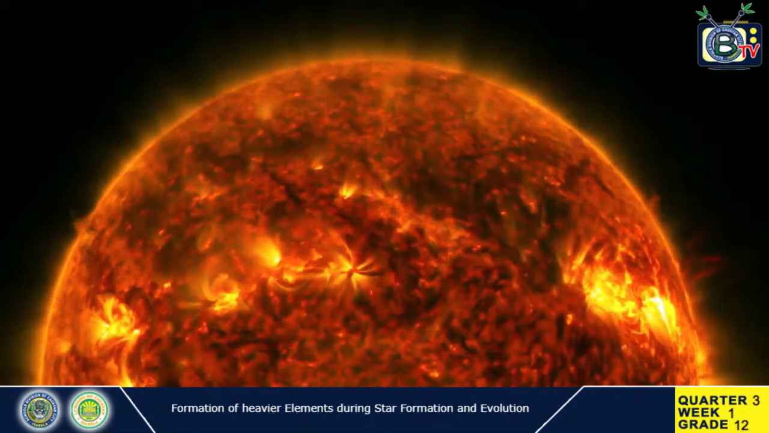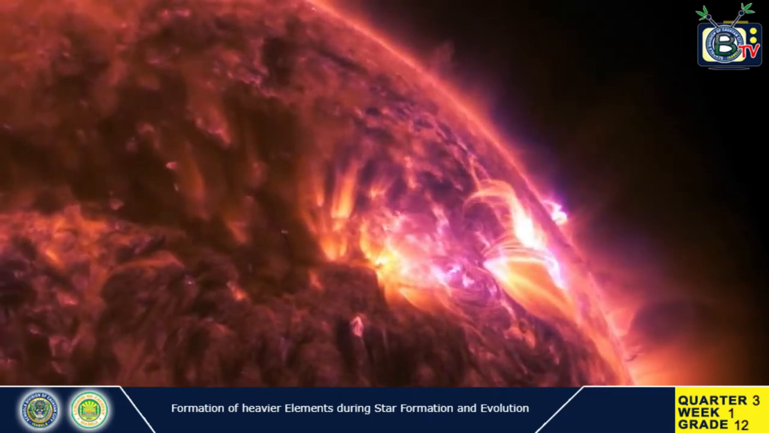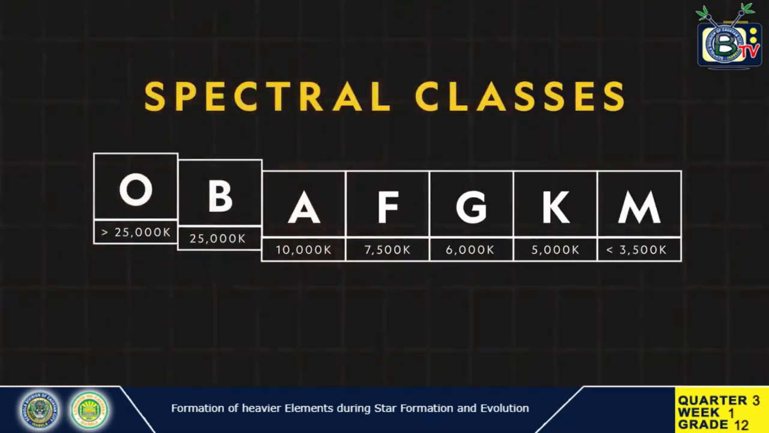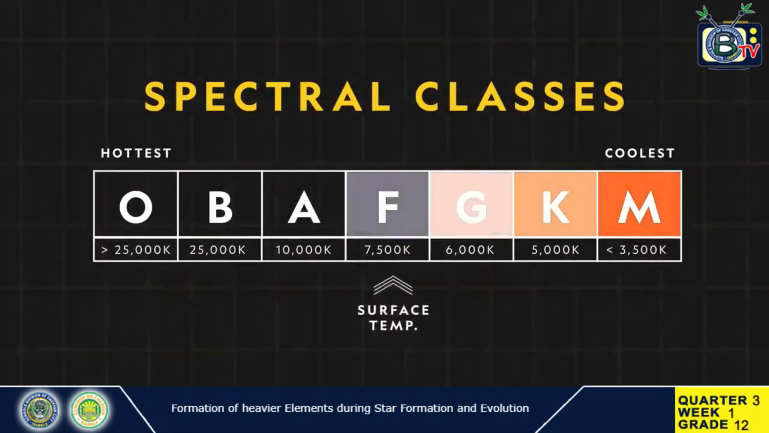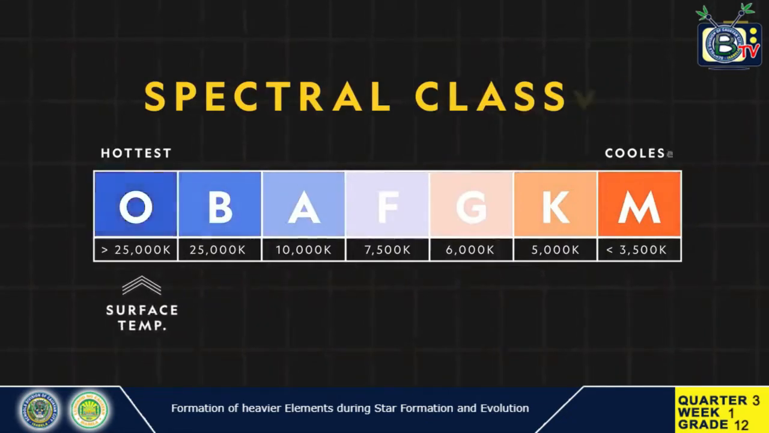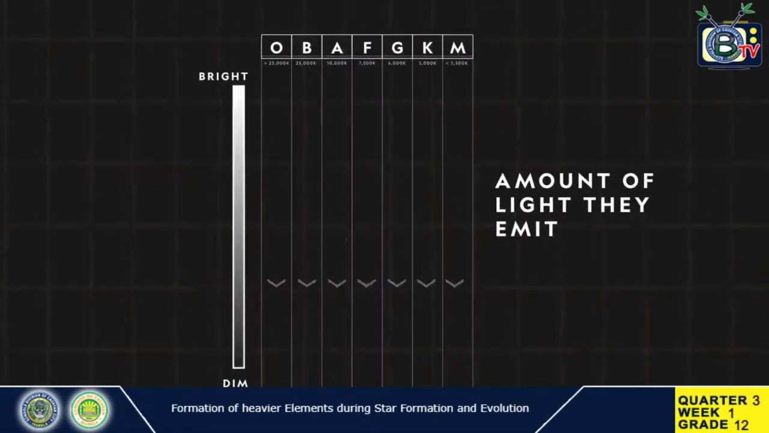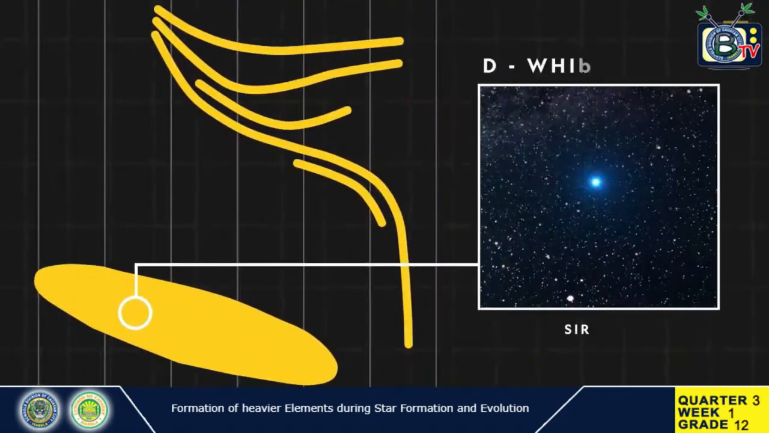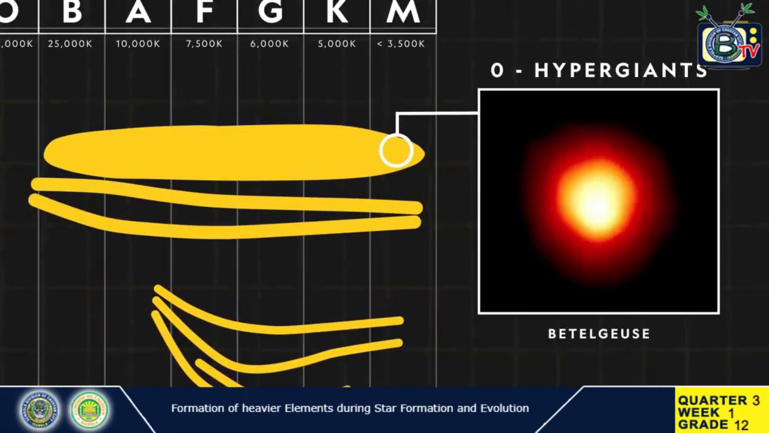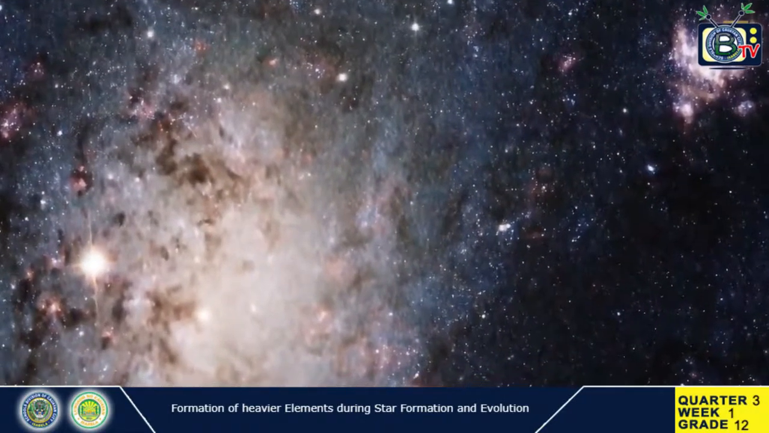Stars are categorized by a number of characteristics. One of these classifications is by surface temperature. Called spectral classes, these 7 major groups range from the coolest stars, which are designated as M, up to the hottest stars, which are designated as O. Stars are also classified by the amount of light they emit, or luminosity. Called luminosity classes, these 9 major groups range from the small, less bright white dwarfs to the large and extremely bright hypergiants.